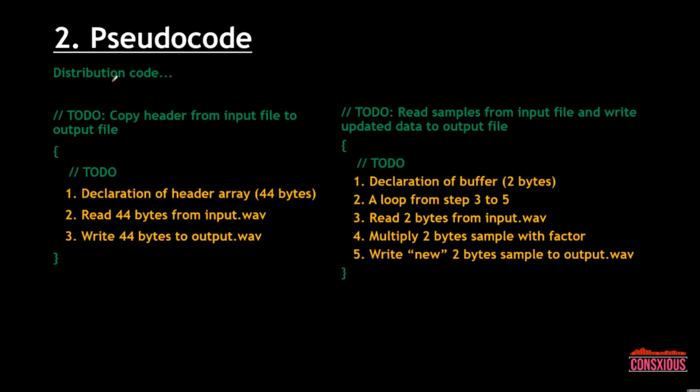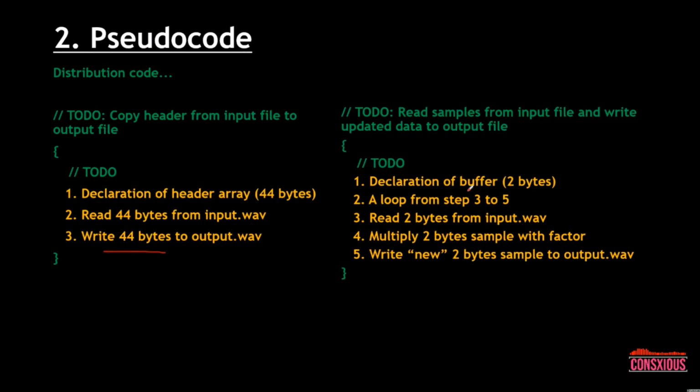For our pseudocode, after the distribution code, we're going to copy the headers from the input file to the output. First, we're going to declare the headers array of 44 bytes. So we're going to read 44 bytes from input.wav and write 44 bytes to output.wav. Next, we're going to read the samples from the input and write the updated data to the output files.